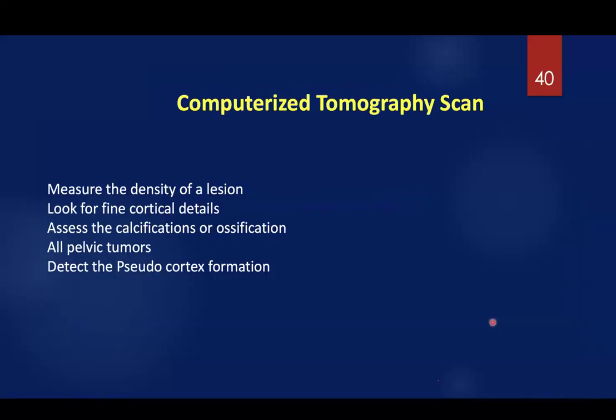Now we go further from X-rays to computerized tomography scan. It's a measure of the density of the lesion, and you can look for the fine cortical details. I'll give you an example. If you have a lesion that you're not yet sure about, especially in the distal radius and around the knee, whether this lesion is a malignant or benign aggressive disorder, because you cannot see the neocortex, you may do a CT scan to look for that neocortex.